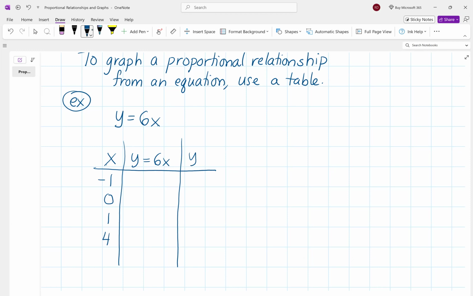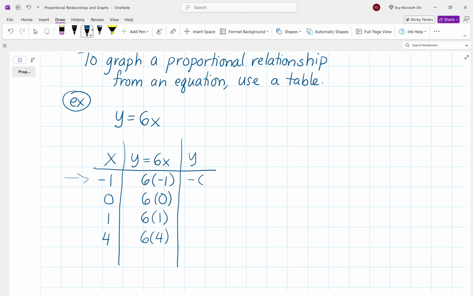So if I know that y equals 6x and my x is -1, then here I do 6 times -1 because I'm basically replacing x with whatever numbers over here. So I'm going to fill in that column first. My next one would be 6 times 0. Then I would have 6 times 1. Then I would have 6 times 4. And then I multiply them to get my y answer.